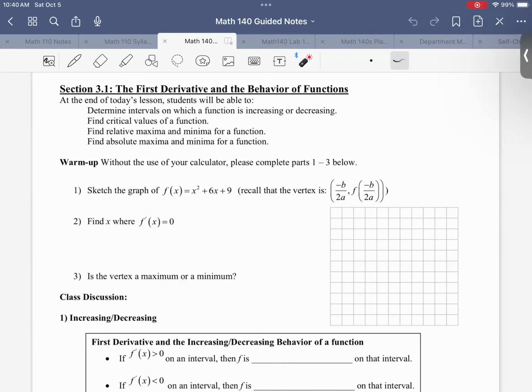Hi, everybody. Welcome to section 3.1, where we'll be talking about the first derivative and the behavior of functions.